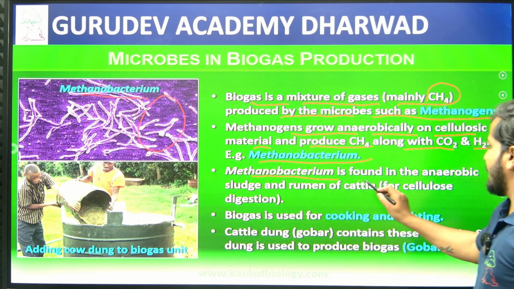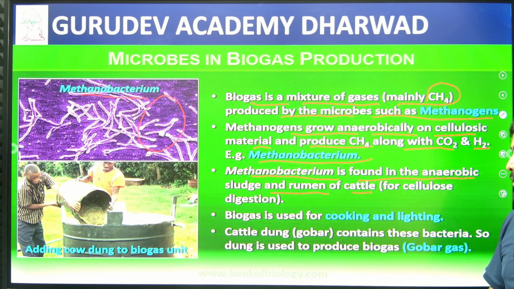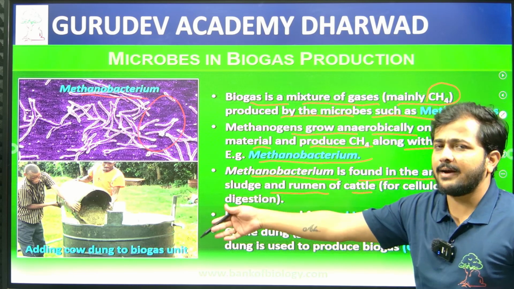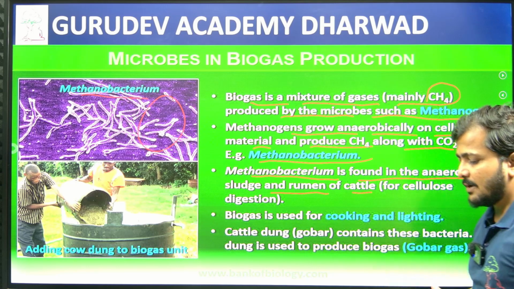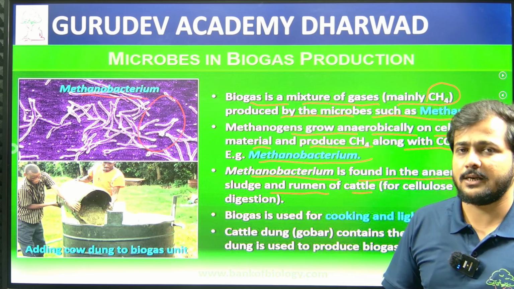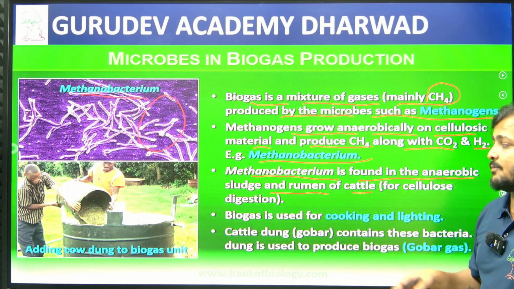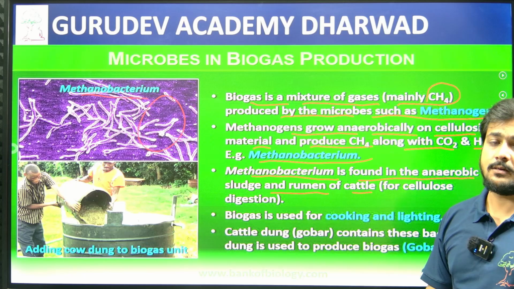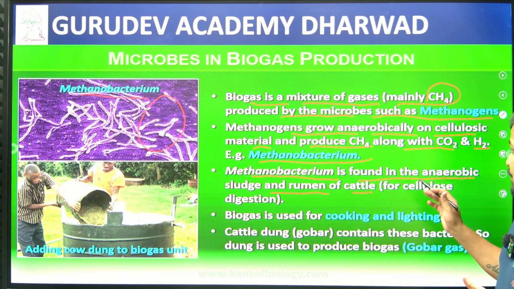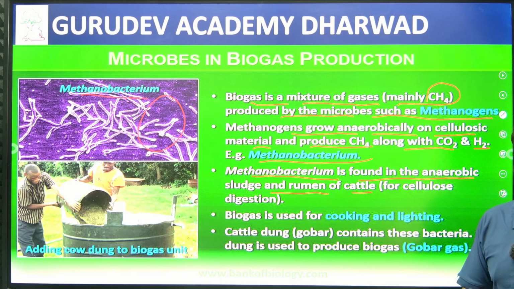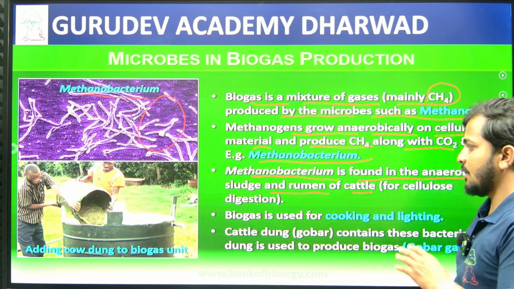Methanobacterium is found in anaerobic sludge and in the rumen of cattle, like I have told you, right? With respect to sludge digestion, they are actually using the dung itself. In the dung, you find the presence of methanogenic bacteria, and it came from the gut of ruminant animals. Majorly, methanogens or Methanobacterium help in cellulose digestion in fodder-eating animals, right? That is what you are going to find out.